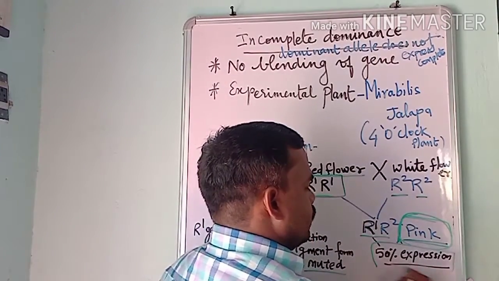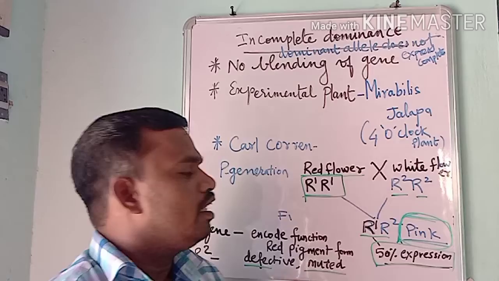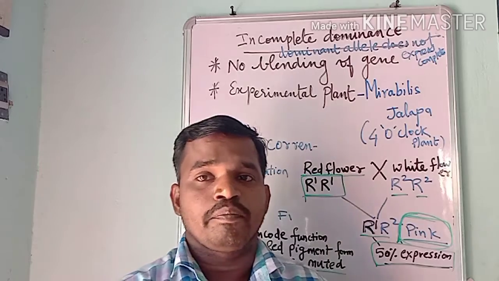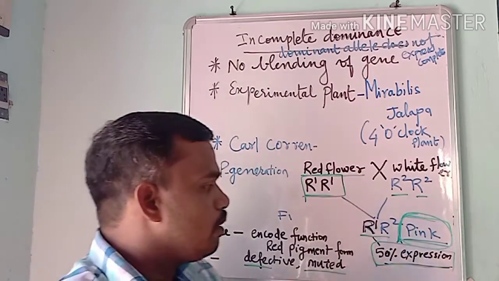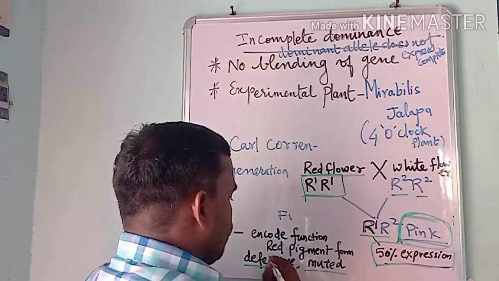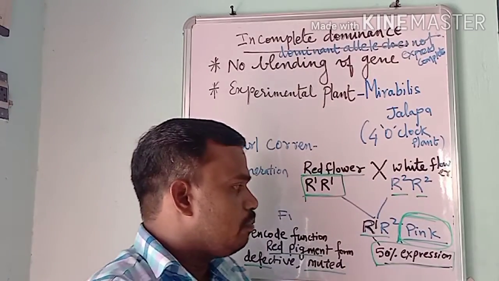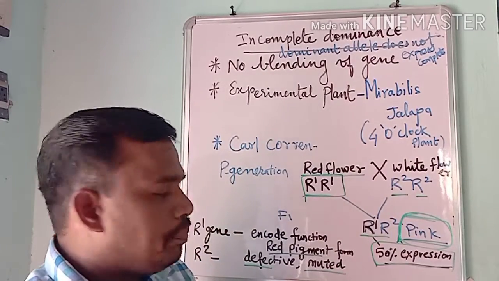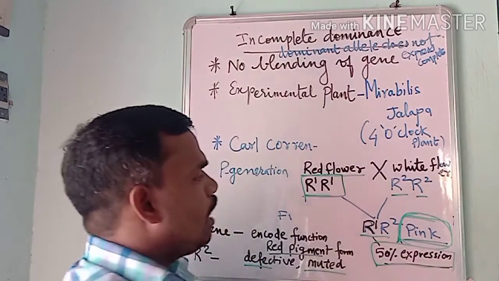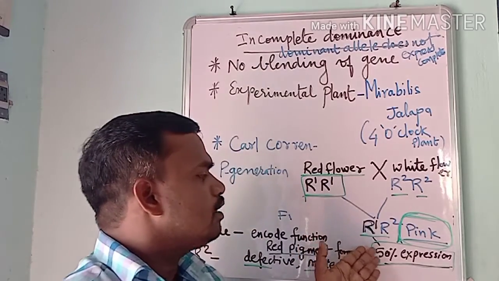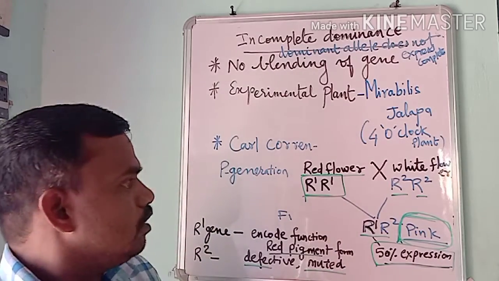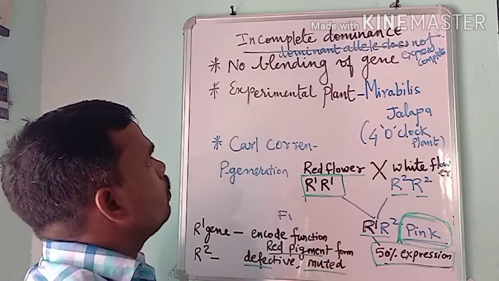R1 is a functional gene, but it expresses itself only 50%. It is not expressing completely in the heterozygous condition. Only 50% of the functional gene is expressed and forms only 50% of the red pigments. That's why we get pink color. So we can understand that one dominant allele does not express itself completely in the heterozygous condition. Clear? From this we conclude incomplete dominance.